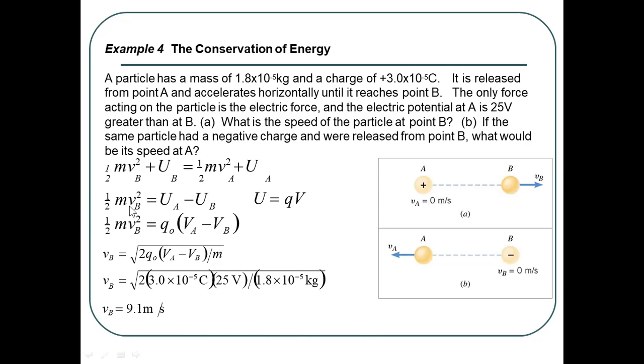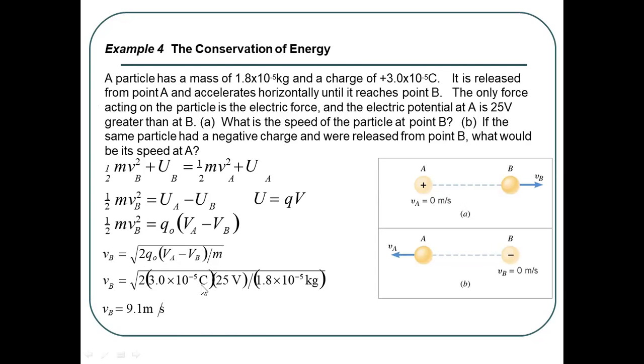1 half m vB squared is equal to UA minus UB, but your U is equal to your charge multiplied with the amount of voltage. If we substitute this, it becomes 1 half m vB squared is equal to q0 multiplied with the change of voltage between A and B, VA minus VB. To simplify, this gives us the formula vB is equal to the square root of twice your q0, or your charge, multiplied with VA minus VB, all over m.